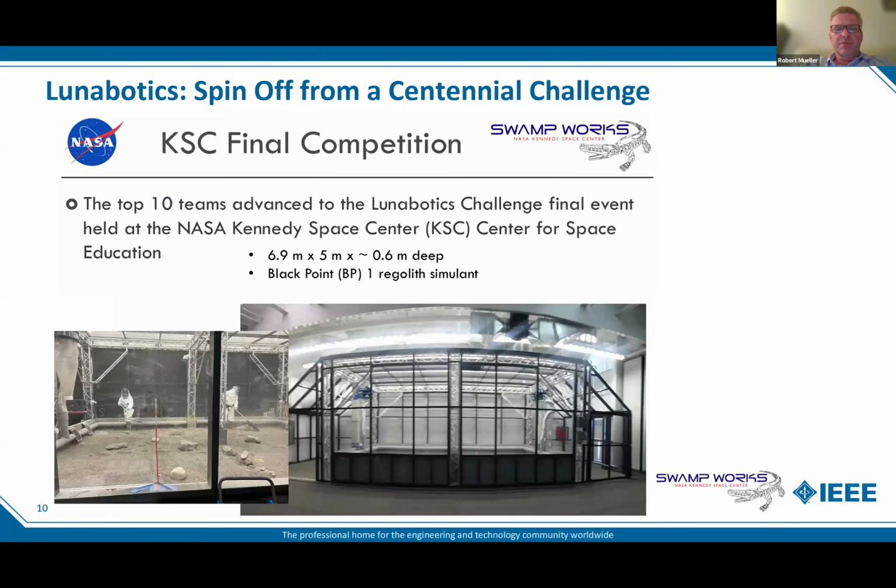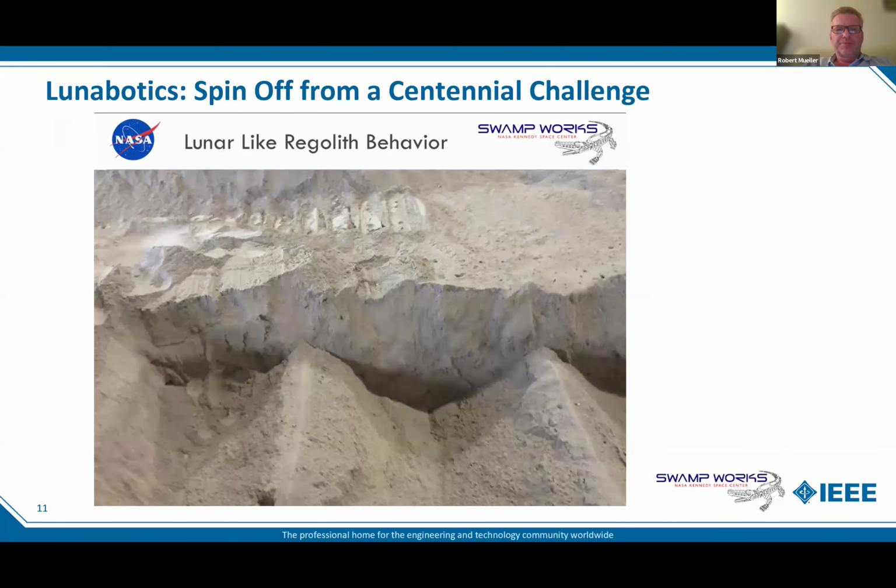Then once they finish the qualifications, the top 10 teams go to Kennedy Space Center, and we have a smaller bin there. It has Black Point 1 regolith simulant, but it's still very good. At UCF, we divide the bin into 2 lanes. Here, we don't do that. We let them use the whole bin because it's the final, and that's been a very good simulation of the lunar surface for excavation.